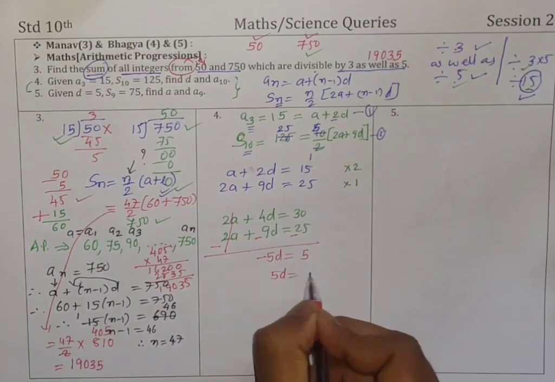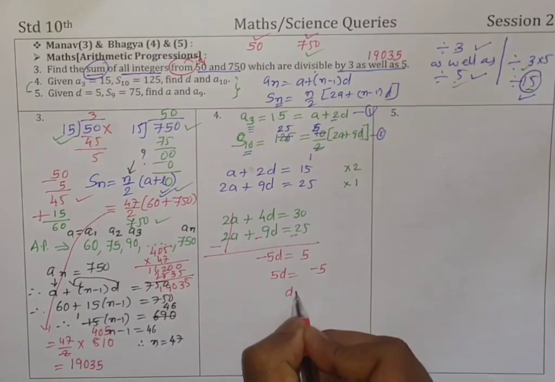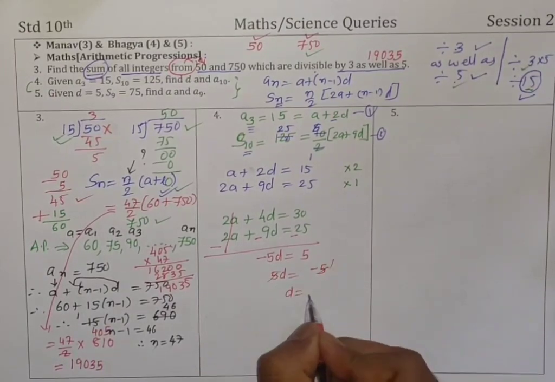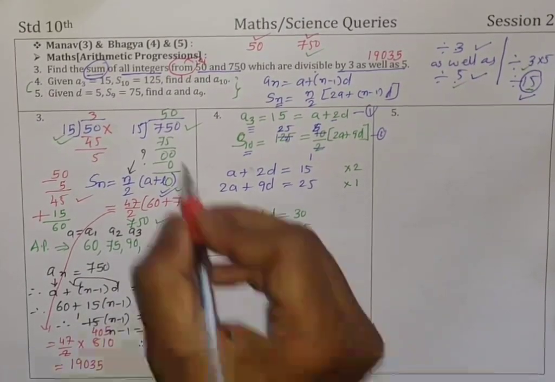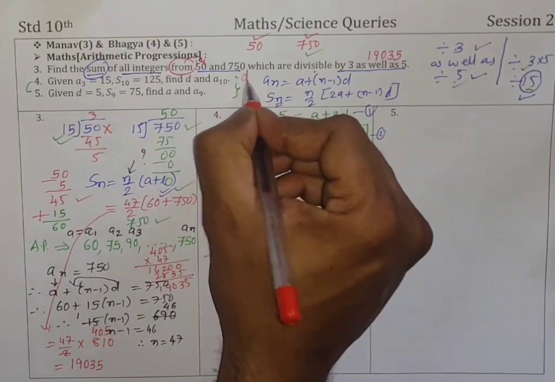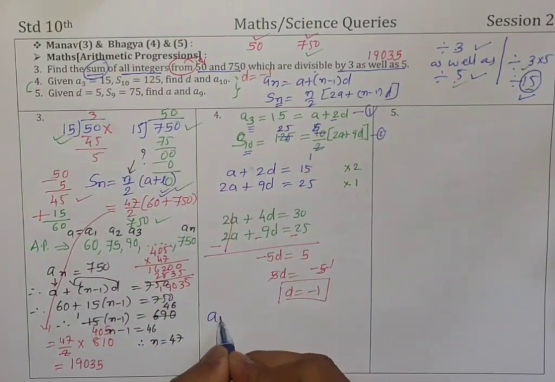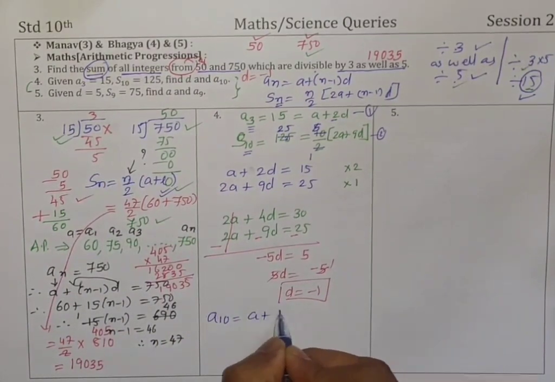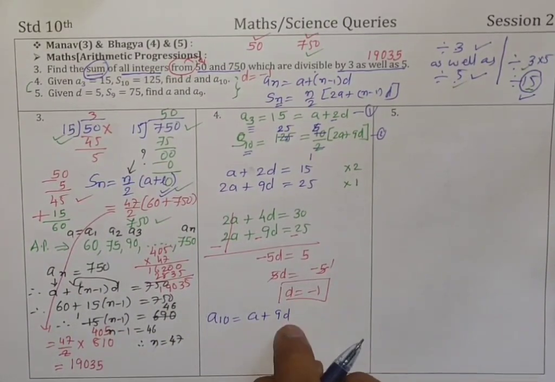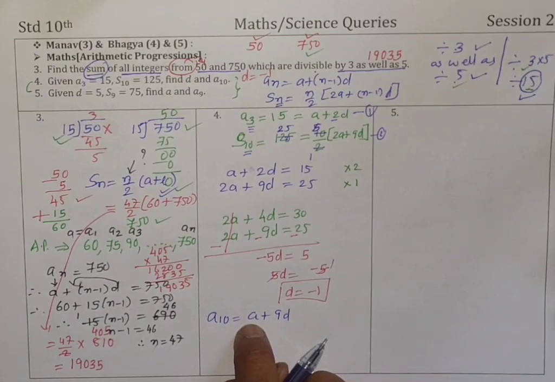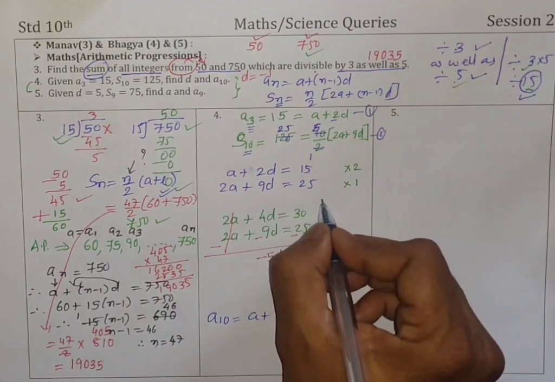So 5D is minus 5. Therefore D is minus 1. So what is D? Yes, D is equal to minus 1. Now we are supposed to find A10. A10 is A plus 9D. You will need D, which we have, and you will need A also. So put it in the first equation.